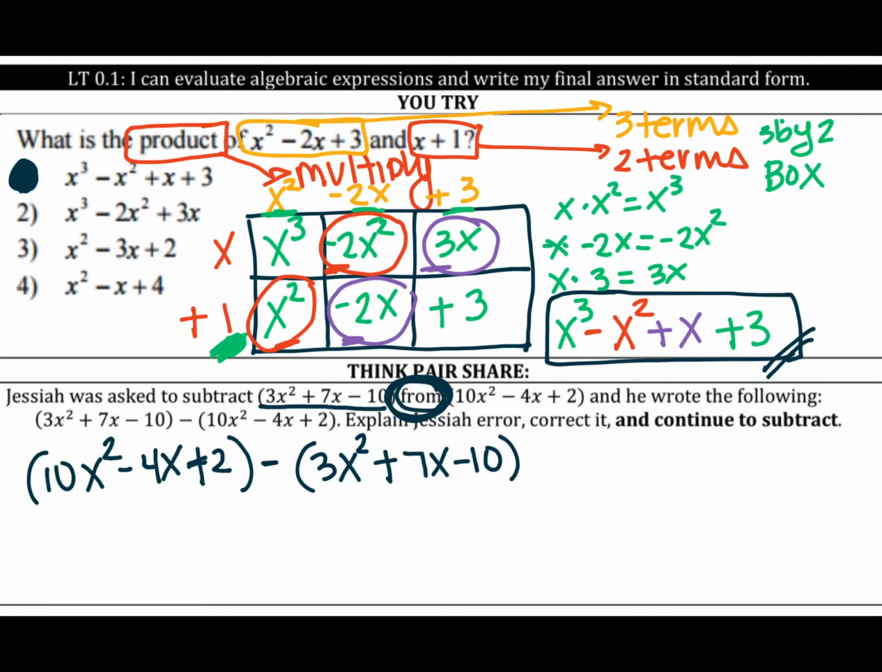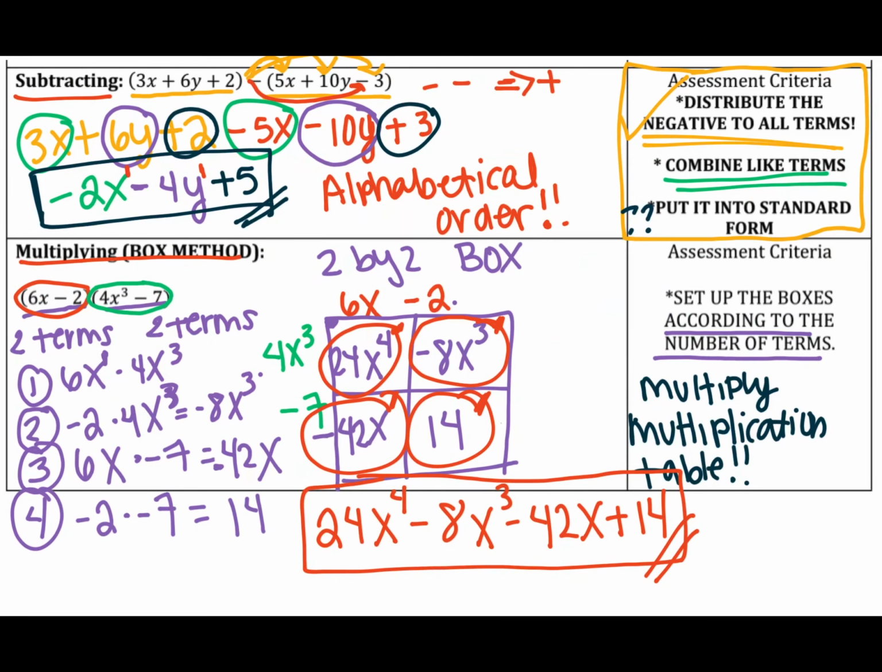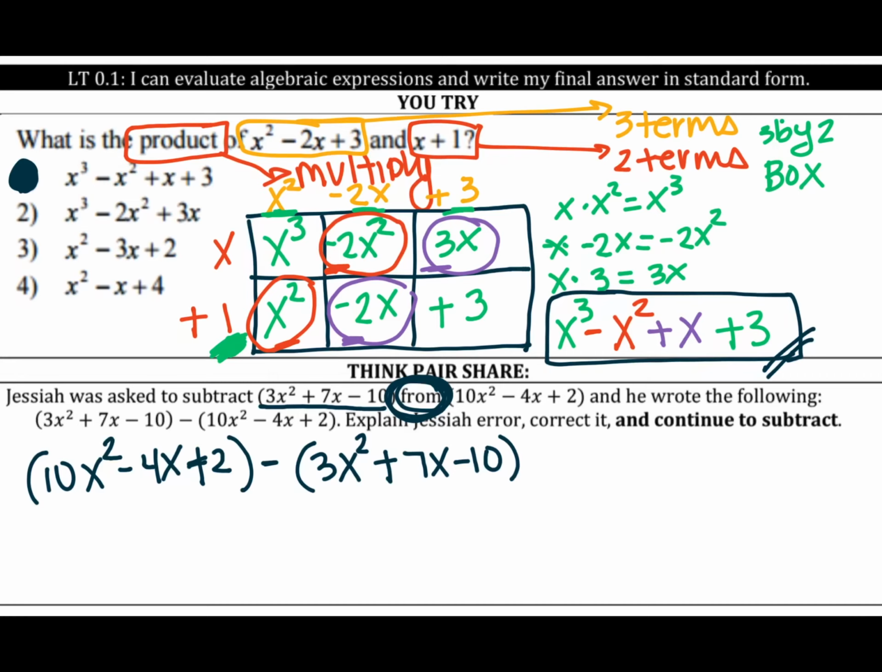And let's go back to subtraction. How do we subtract again? Over here, it tells us distribute that negative to all the terms, and then combine them. So let's keep on going. We're going to distribute that negative to the first term, to the second term, and to the third. And what do we get?